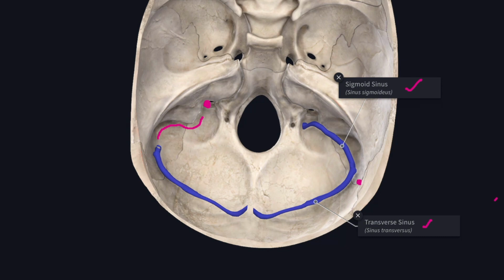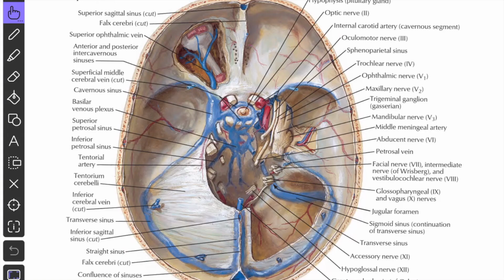The sigmoid sinus is separated from the posterior wall of the mastoid antrum by a thin plate of bone and the mastoid air cells. The transverse sinus and the sigmoid sinus form together the lateral sinus. So this is the picture. Here you can see the sigmoid sinus, which passes through the posterior compartment of the jugular foramen and ends as the superior bulb of the internal jugular vein.